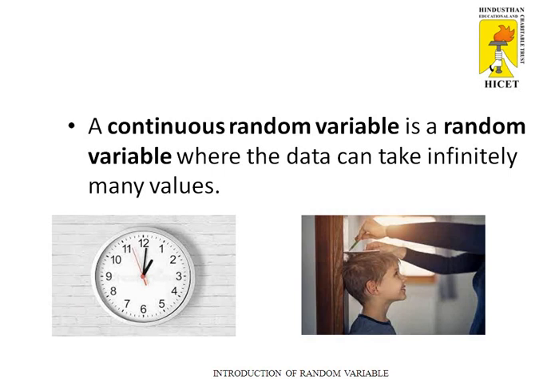A continuous random variable is a variable where the data can take infinitely many values. As an example, the time taken to complete one action. As other examples, we can have the height and weight of an individual, or even the amount of rainfall on a rainy day. All of these come under continuous random variables.